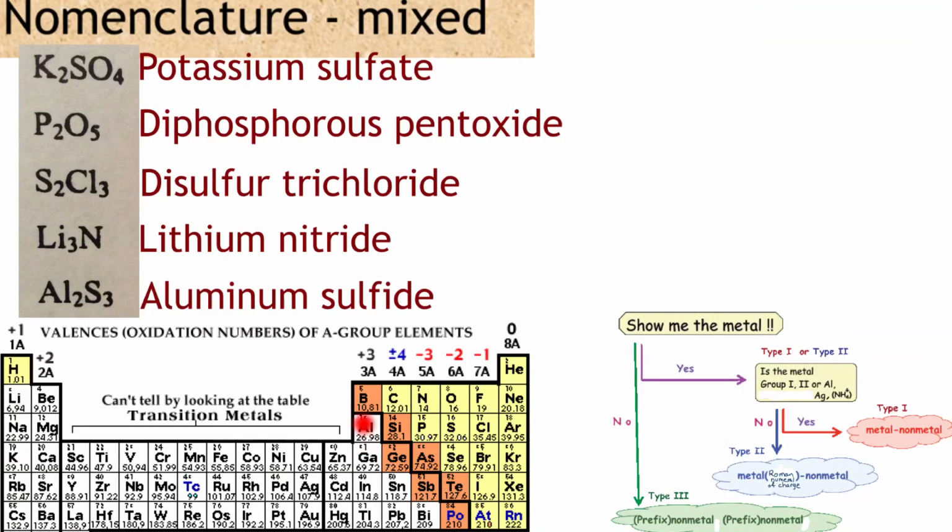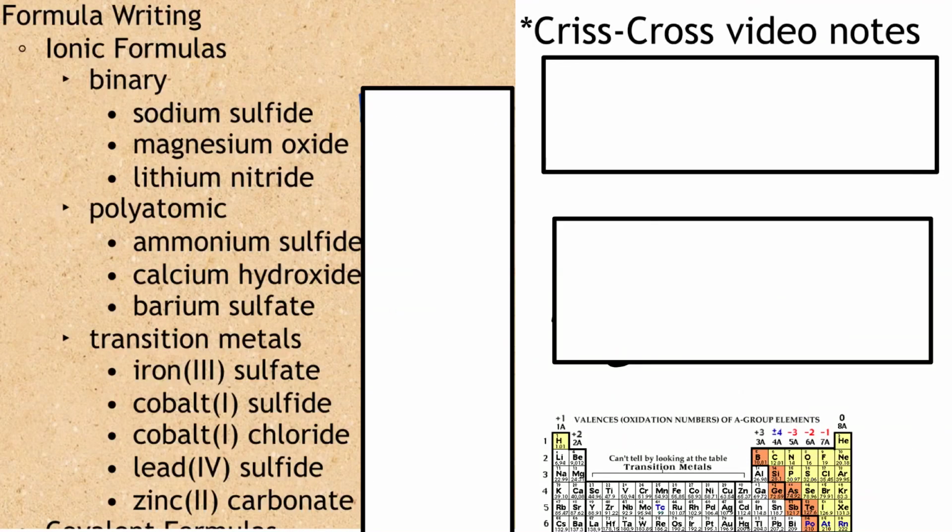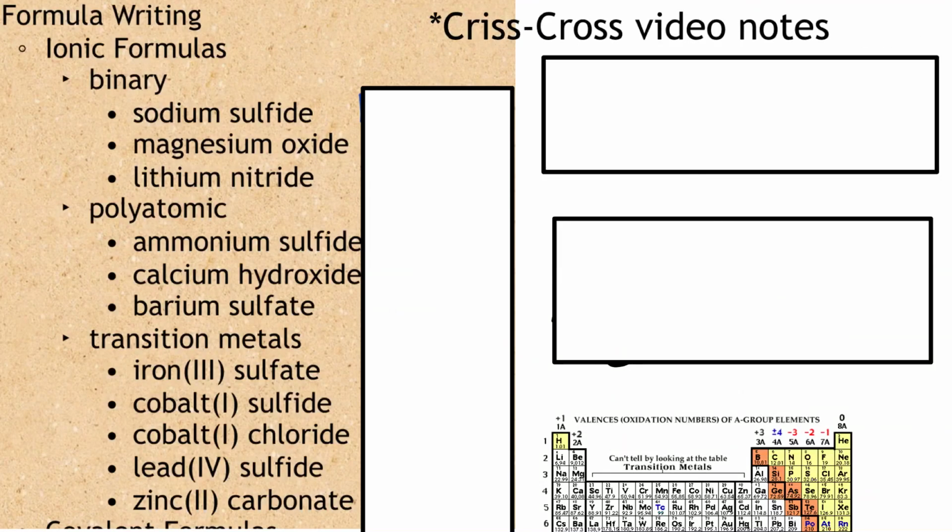Aluminum, again, we're going to consider aluminum a metal. It is to the left of the stair step, so it is a metal. We just name the ions. It does not matter how many are there. Aluminum sulfide. I'm going to move fairly quickly through the review for formula writing on ionic formulas. If you need some more time to go through this slower, go back and watch the crisscross video notes that we took the first time.